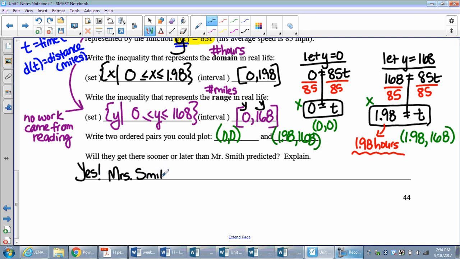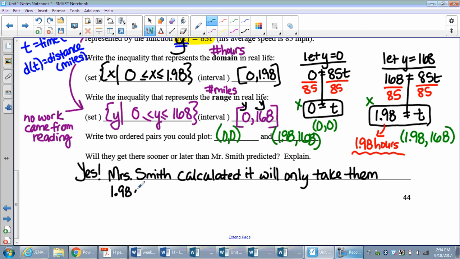Ms. Smith calculated it will only take them 1.98 or approximately 2 hours to get there. So if it's about 2 hours, think about the relationship between that 2 hours and the 4 he predicted. So that's roughly half the time.